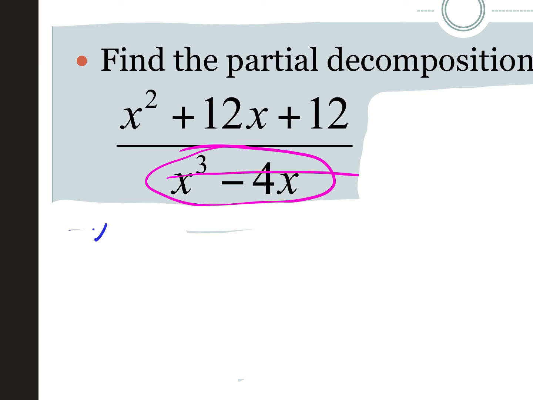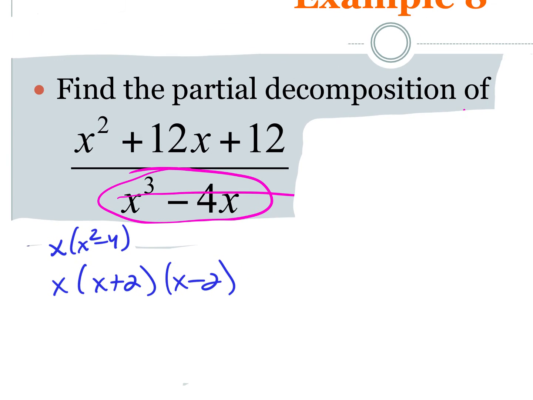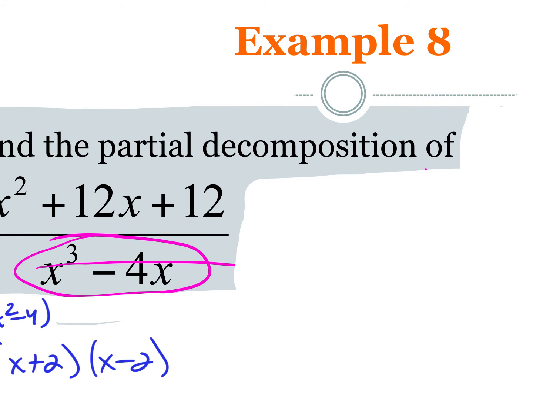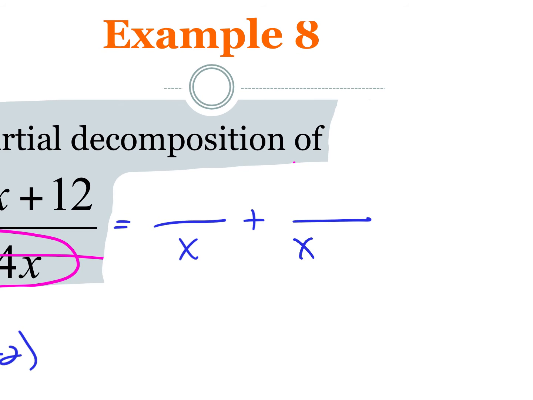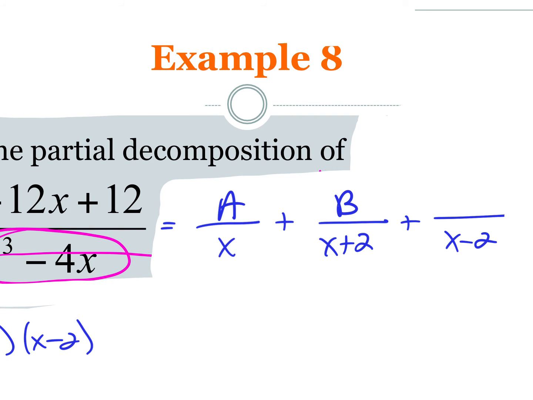Factor. So this becomes x times x squared minus 4, correct? Which becomes what? x times x plus 2, x minus 2? Yeah. Okay. So how many different fractions are we going to have here? 3. So I have x, I have x plus 2 and x minus 2, right? So we have an A, a B, and a C. Same exact process. It just takes a little bit longer.